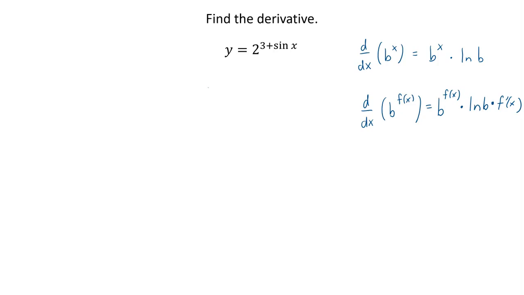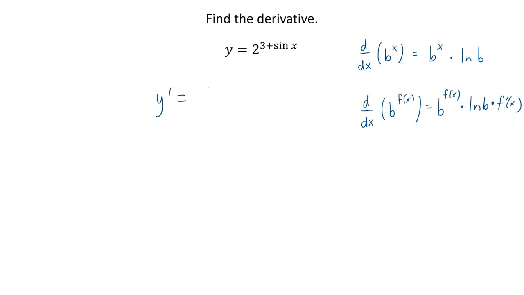If we were to apply the chain rule here, we would let u be equal to the exponent 3 plus sine x, and then y would be 2 to the u. And then of course we would find u prime and y prime and multiply those two together to get the derivative. But if we just remember that the derivative of b raised to any function of x is equal to b to that function of x times ln of b times f prime of x, we'll get the right answer.